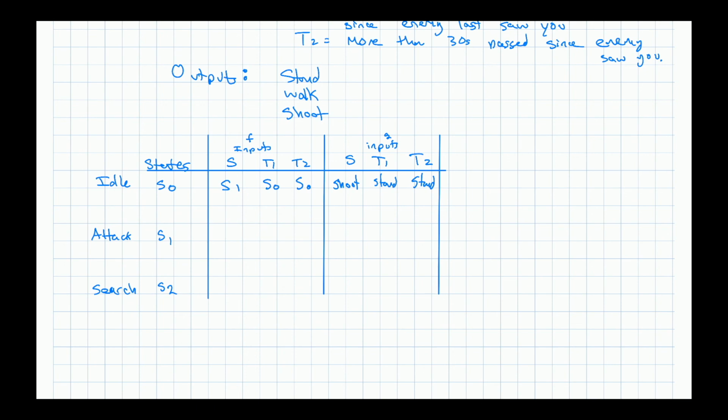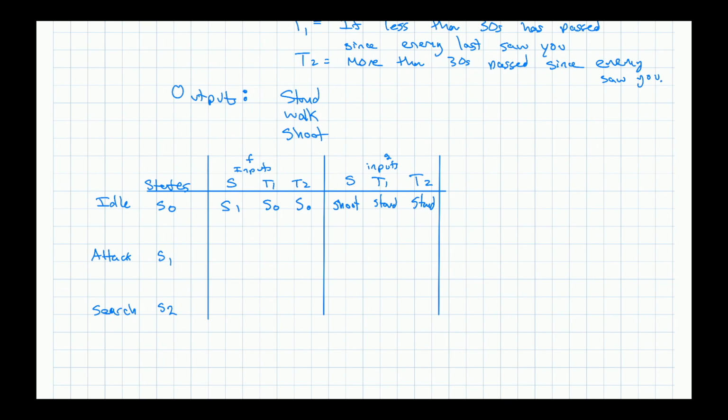Now, what if you're in the attacking state? If you are currently in the attacking state and you see the player, you should still be shooting. You should stay in the attacking state, so S1 to S1. And what would the output be? Well, it'd be shoot.